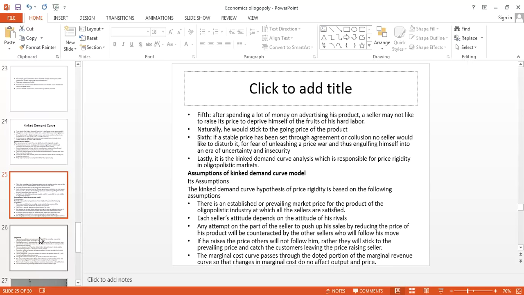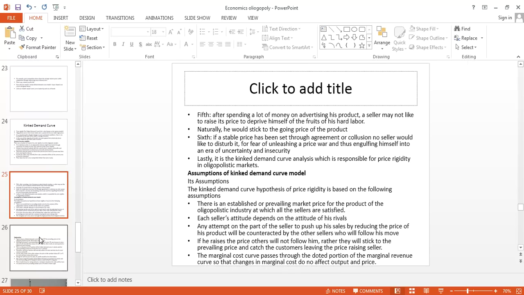Why, after spending so much on advertising, you may not want to increase your prices further? Okay, I've spent so much on advertising. Now I have created the demand for the product, and now if I increase my price, or if I change my price at which I'm getting the required revenue, why should I take the risk? You will just stick to the going market price.